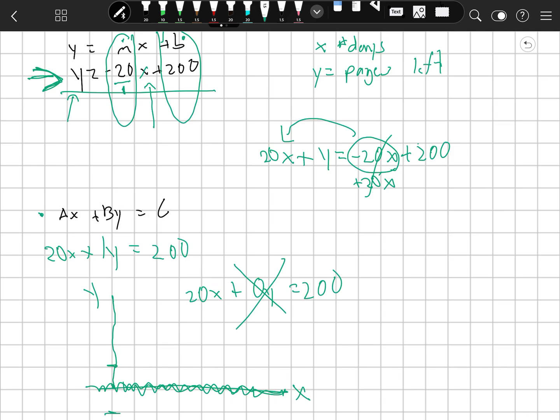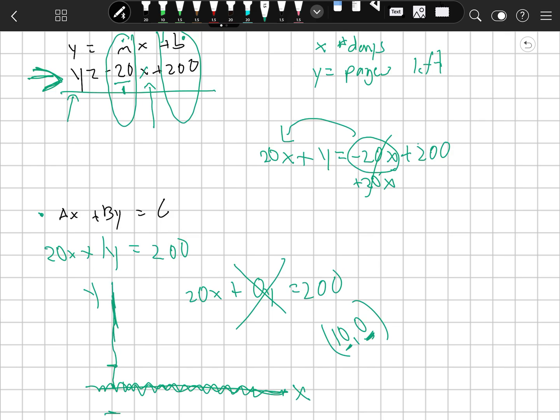20x equals 200. Just divide by 20. What's 200 divided by 20? You've got 10. So 10, 0. That's saying after 10 days, you have 0 pages left. Okay, that's the x-intercept. Let's take a look at the y-intercept.